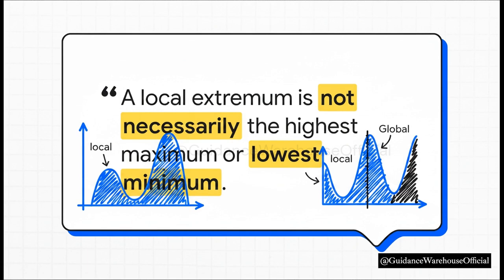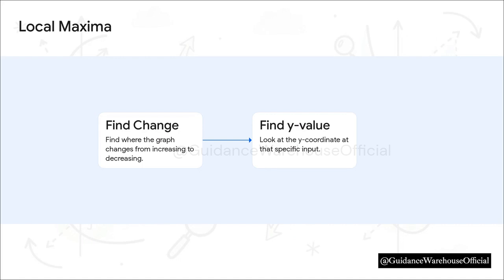Think about it. A roller coaster can have a small hill right at the start before hitting a massive, terrifyingly tall hill later on. That first hill, yes, it's a local maximum, but it's definitely not the highest point on the entire ride. So how do we actually spot them?